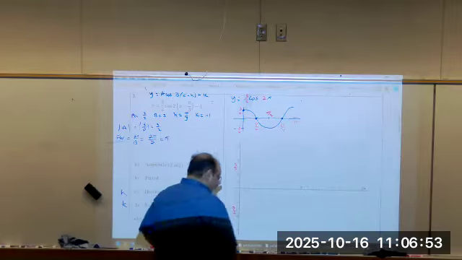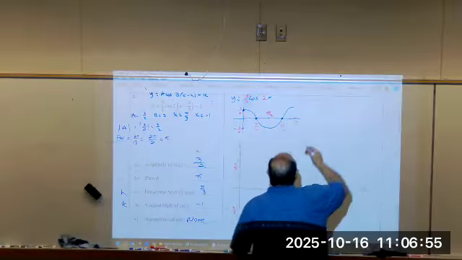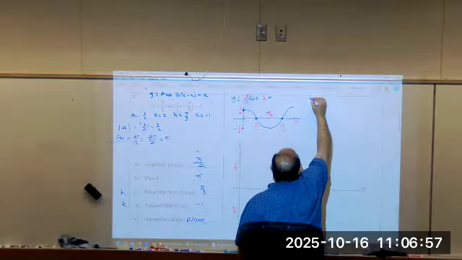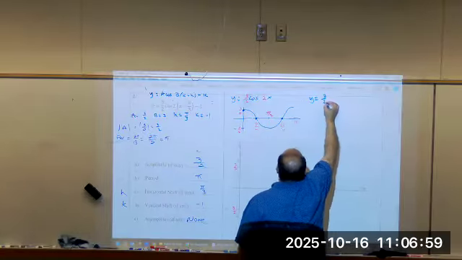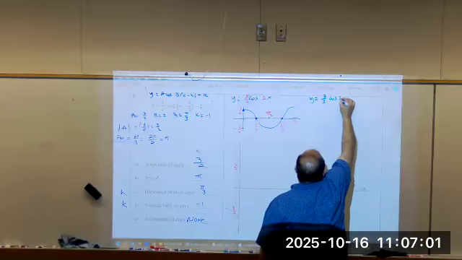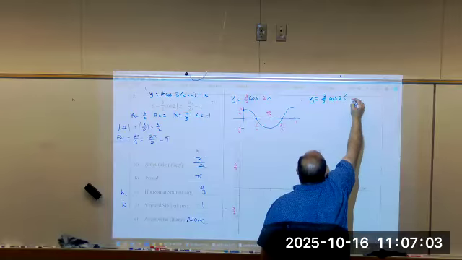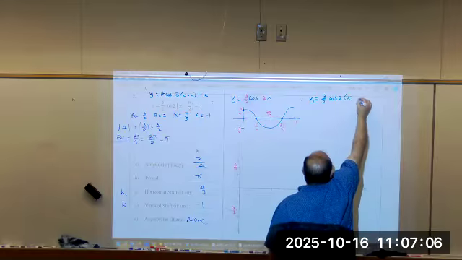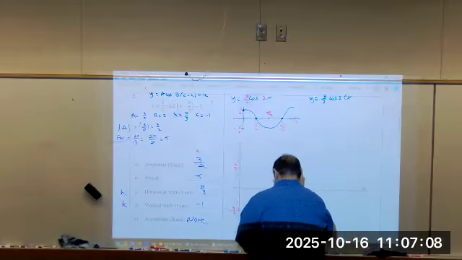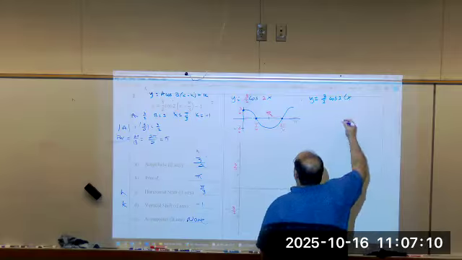So now we have to shift it. And we're going to do x minus the pi over 3.